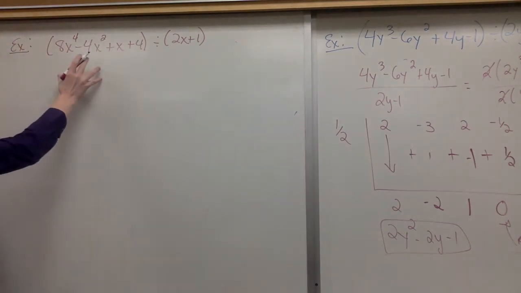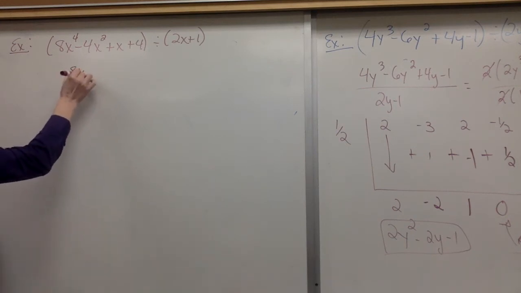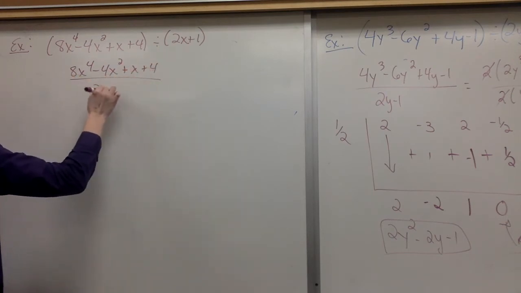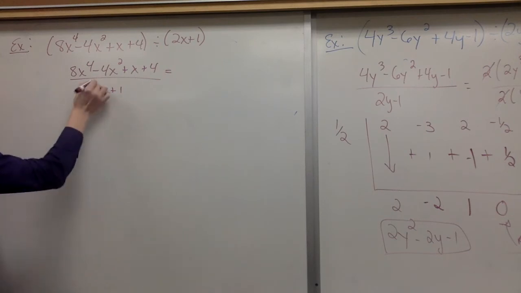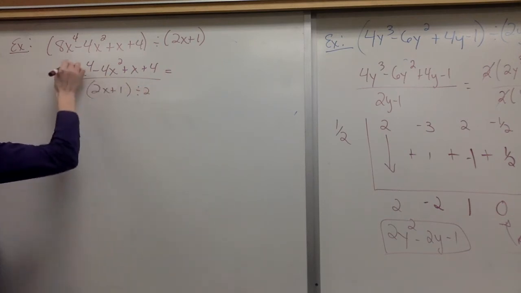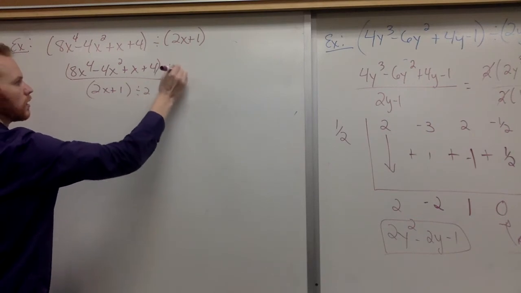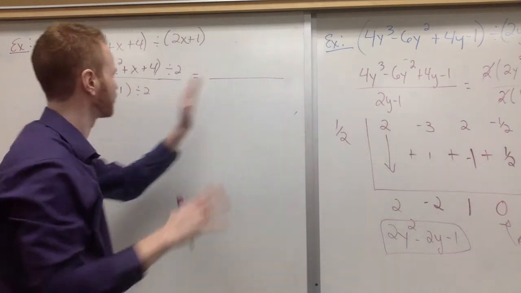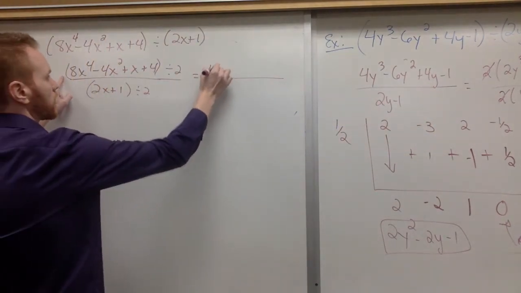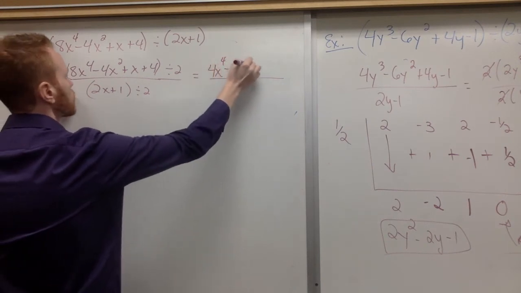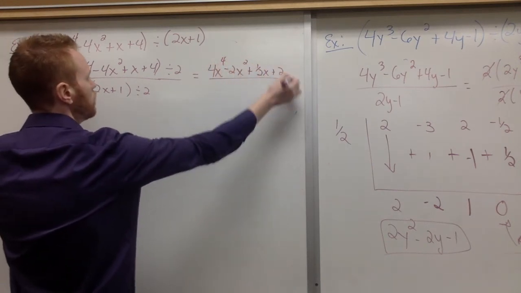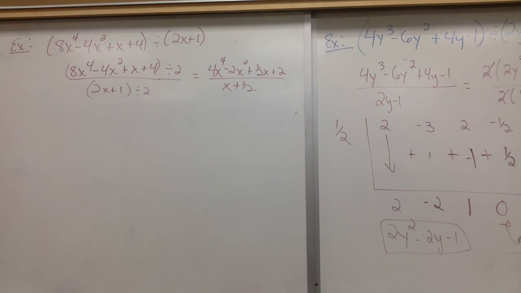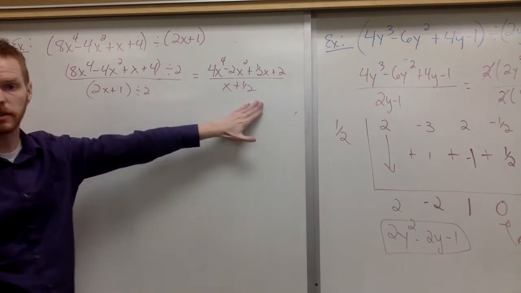So let's go ahead. You know what? We're going to rewrite this. And what we're going to do is divide each one by 2. So I'm just going to skip a step. We're going to jump right into it. Take a 2 out. I get 4x to the 4th minus 2x squared plus a half x plus 2. And then down here I get an x plus a half for that guy. This is what I'm going to divide.